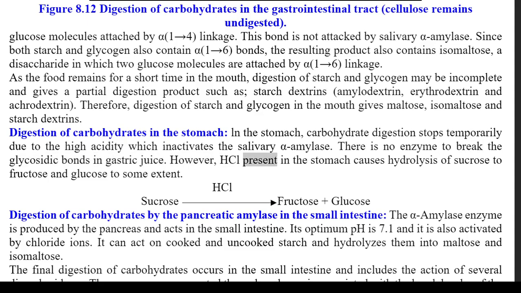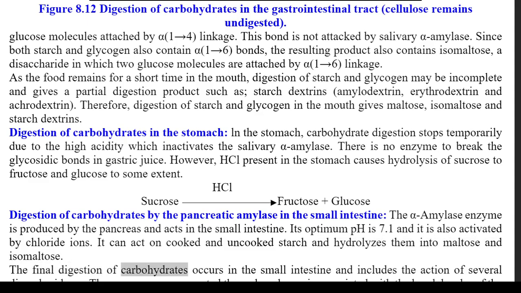However, HCl present in the stomach causes hydrolysis of sucrose to fructose and glucose to some extent. Sucrose → fructose plus glucose. Digestion of carbohydrates by the pancreatic amylase in the small intestine. The alpha amylase enzyme is produced by the pancreas and acts in the small intestine. Its optimum pH is 7.1 and it is also activated by chloride ions. It can act on cooked and uncooked starch and hydrolyzes them into maltose and isomaltose.